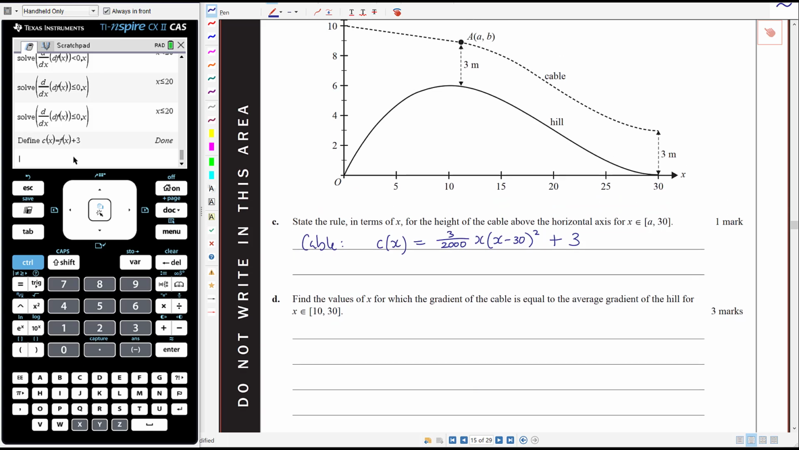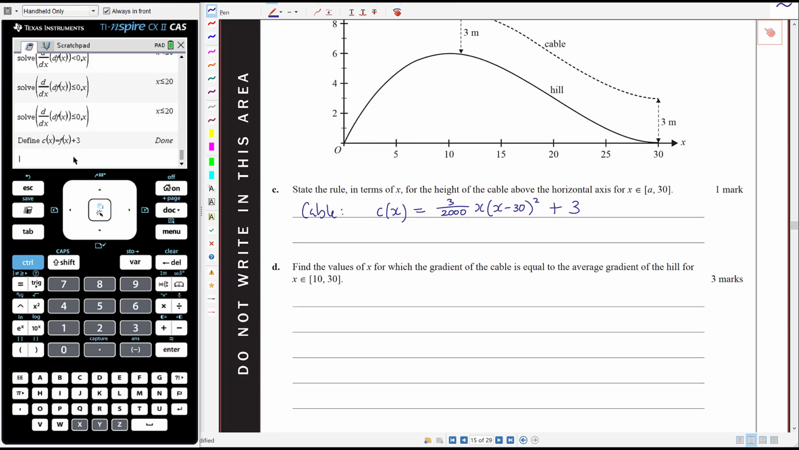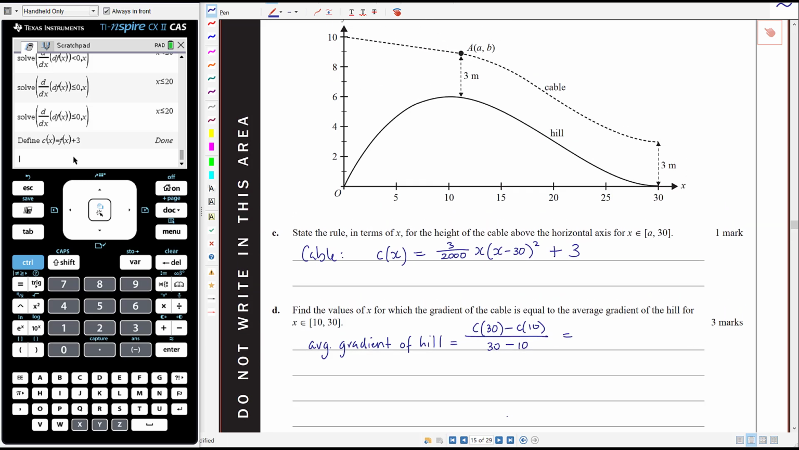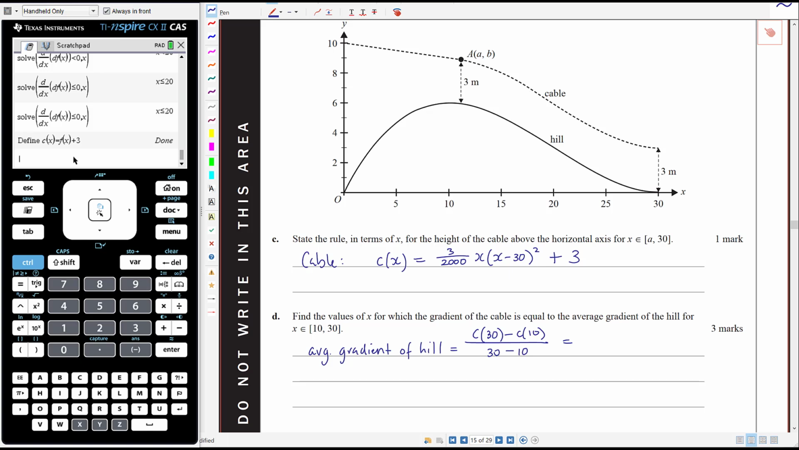Okay, so we first need to know what the average gradient of the hill is. Okay, so average gradient, average rate of change. So the average gradient of the hill is going to simply be the same as the average gradient of the cable. So if you want, you could say it's going to be C of 30 minus C of 10 over 30 minus 10, because the average gradient of the hill and the cable should be the same. And given that I can use C of x where I can't use f of x, it's going to be a bit easier to write that down.